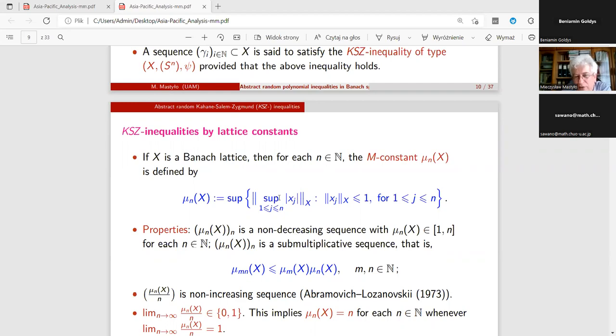You see the supremum is less or equal than the sum. If we apply the triangle inequality, then the norm of the supremum is less than the norm of the sum. Each element is in the unit ball, because the norm of this x is the same as the modulus. So surely the number is less or equal than n. Of course, this is non-decreasing, and for n equal one, this is the smallest one, which is one. Next one, this is a sub-multiplicative sequence. If we take m times n, the value at m times n is less than the product.